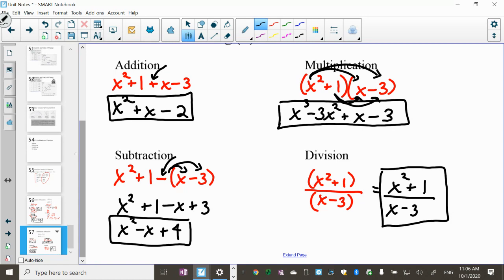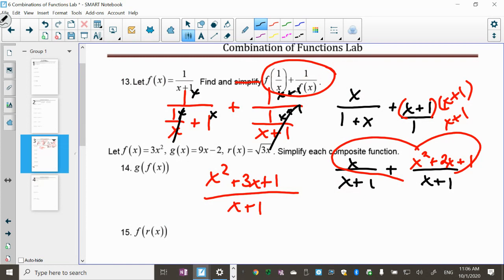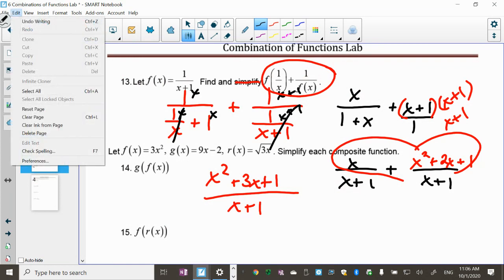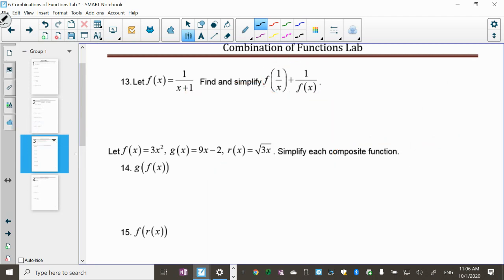Okay? Now you are going to have to do a combination of functions lab. So what I want to do is I'm going to clear the ink from this. Edit, clear the ink from this page. And I want to do number 13 with you on the combination of functions lab that goes along with this, okay? So again, I have f of x equals 1 over x plus 1. It says find and simplify f of 1 over x plus 1 over f of x. So the pre-calc part is basically, can I figure out what they want us to do, set that up, and then simplify into a single term, okay?